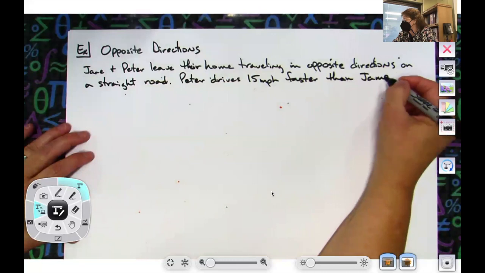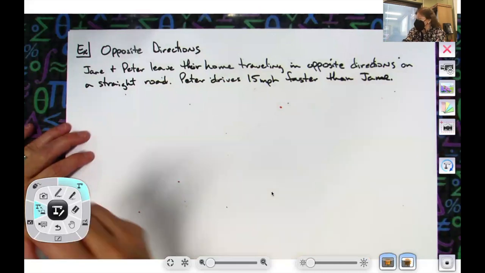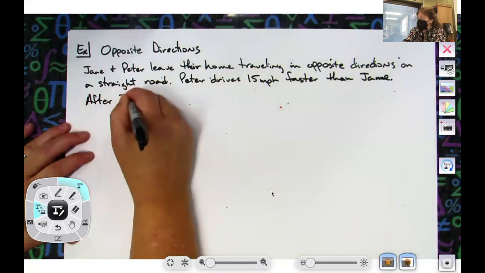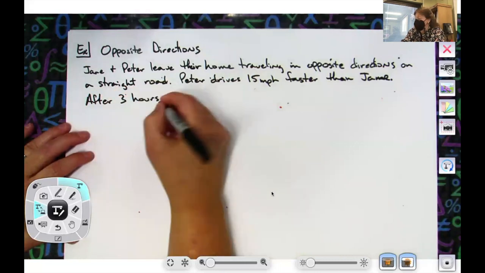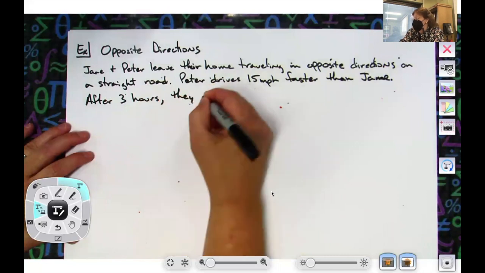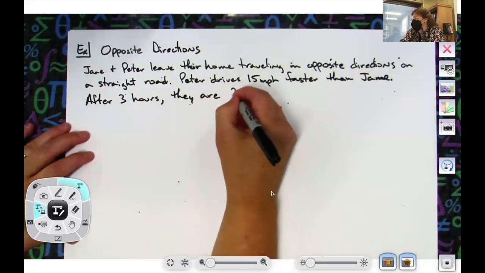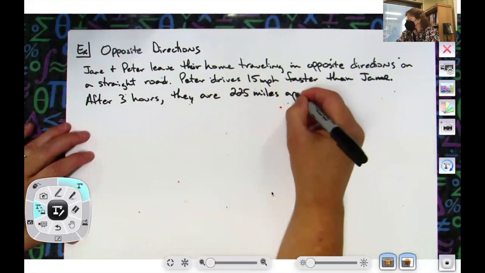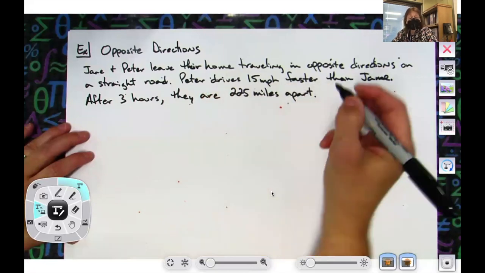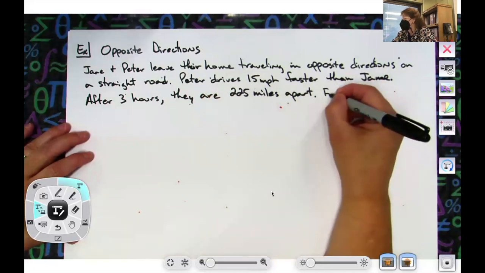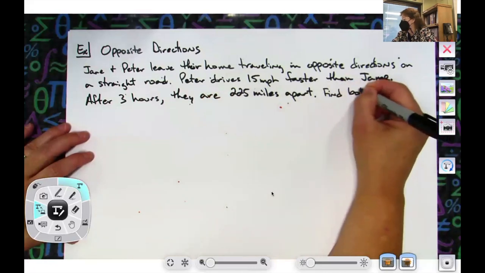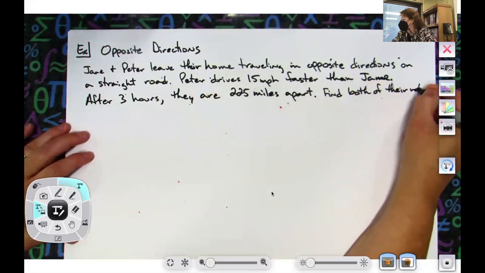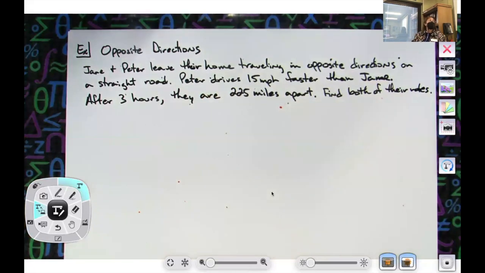Well, that does not look like Jane. We're going to pretend like I spelled that correctly. After 3 hours, they are 225 miles apart. Find both of their rates.